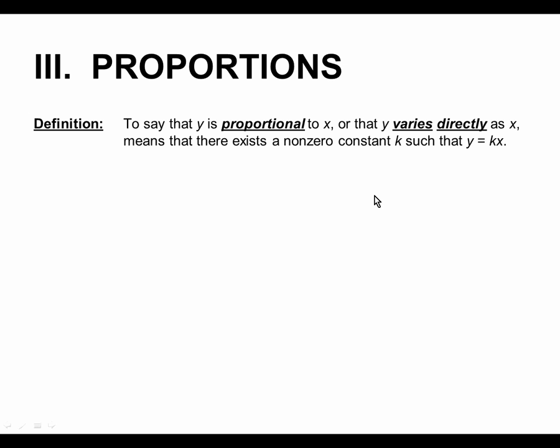Proportions. Usually it's stated as ratios and proportions. You cannot do proportions without ratios. So, definition: to say that y is proportional to x, or that y varies directly as x, means that there exists a non-zero constant k such that y is equal to k times x. Notice the equation is incredibly simple.